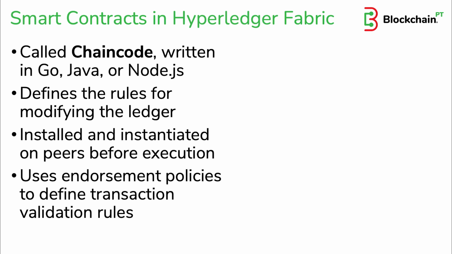Smart contracts in Hyperledger Fabric. In Hyperledger Fabric, smart contracts are called chaincode and can be programmed in Go, Java, or Node.js. A smart contract defines the rules for modifying the ledger and needs to be installed and instantiated on peers before execution. Chaincode uses endorsement policies to define transaction validation rules.